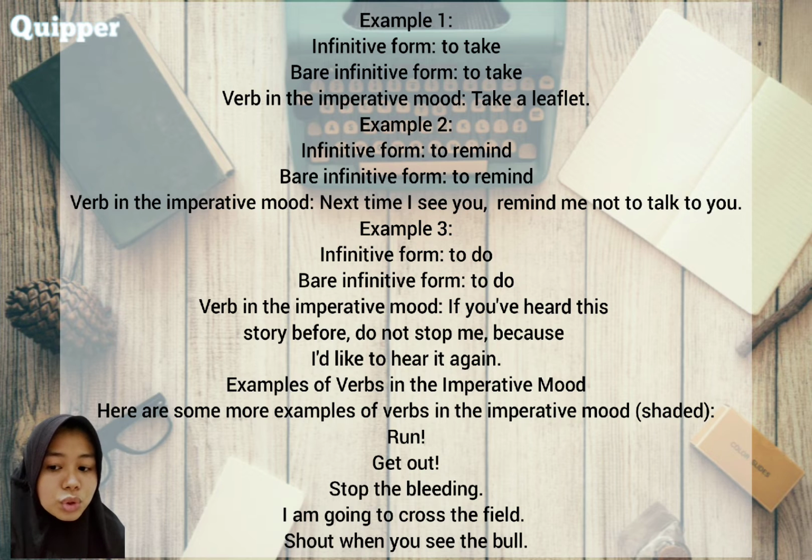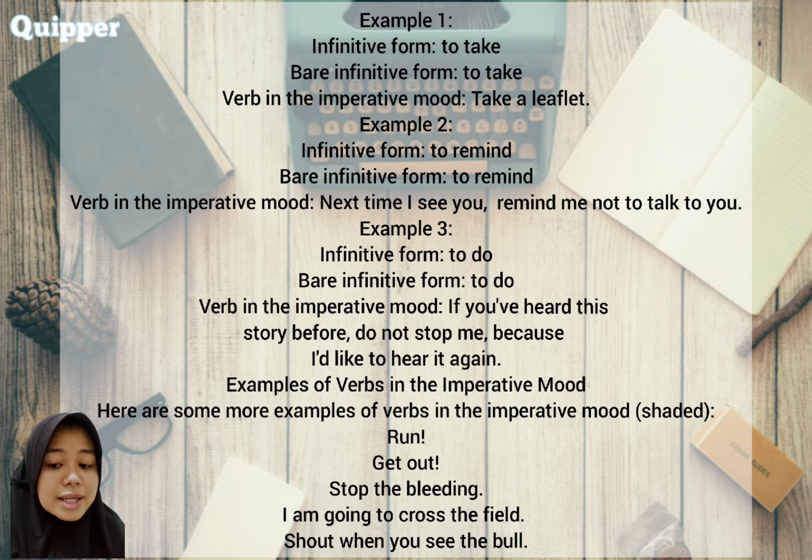Example 3. Infinitive form, to do. Bare infinitive form, do. Verb in the imperative mode: "You have heard this story before. Don't stop me, because I'd like to hear it again." Groucho Marx. Example of verb in the imperative mode.